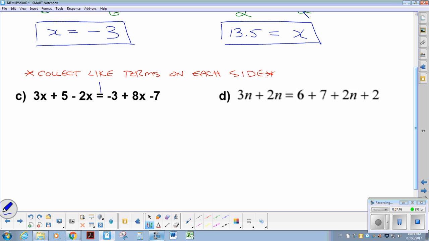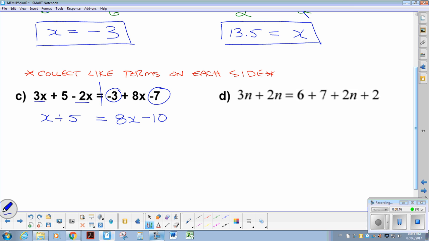So I ignore the equal sign. I stay on the one side. I have 3x's minus 2x's, so I'm going to collect those together. 3 take away 2, so I have 1x. The 5 has no like terms. Now I go to the other side of the equal sign, and I find I have numbers. The 8x has no partner, so it'll stay 8x. Negative 3 take away 7 is negative 10.